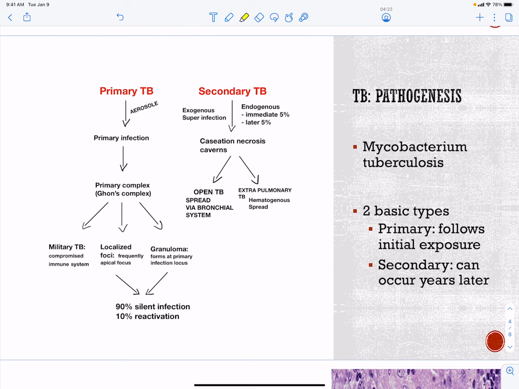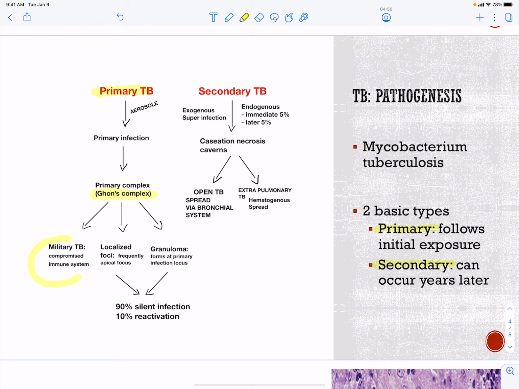So there are basically two types. We have primary and then we have secondary TB. And our primary TB is when you first get exposed to the actual bacterium, the primary infection. And this is going to cause what we refer to as a Ghon's complex. This is basically where you get a granuloma that forms, and within the middle of the granuloma you have a caseous necrosis that forms. After the primary, three different things can happen.